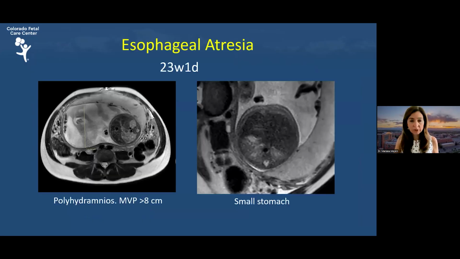All right, we're towards the end. Esophageal atresia. MRI is really not great at diagnosing esophageal atresia. We mainly use indirect signs. So you look for polyhydramnios. This patient presented with a maximum vertical pocket of 11, so obviously abnormal. The stomach was very, very small.